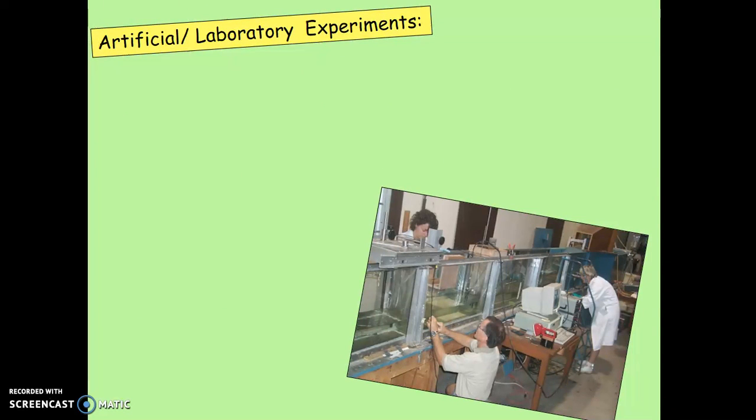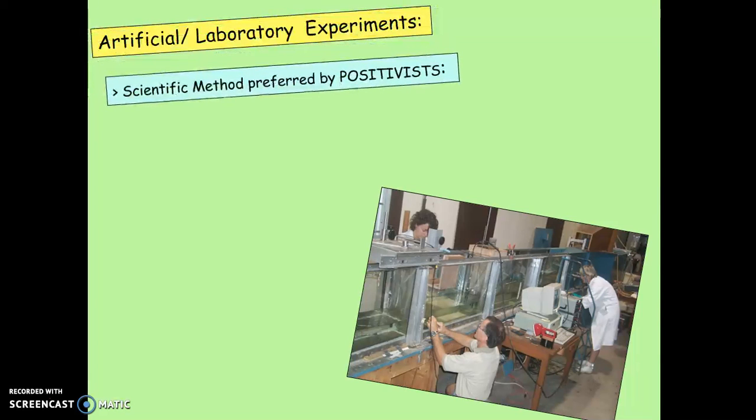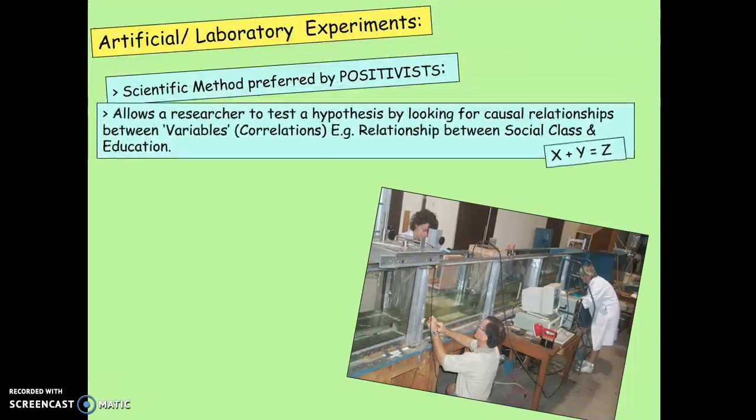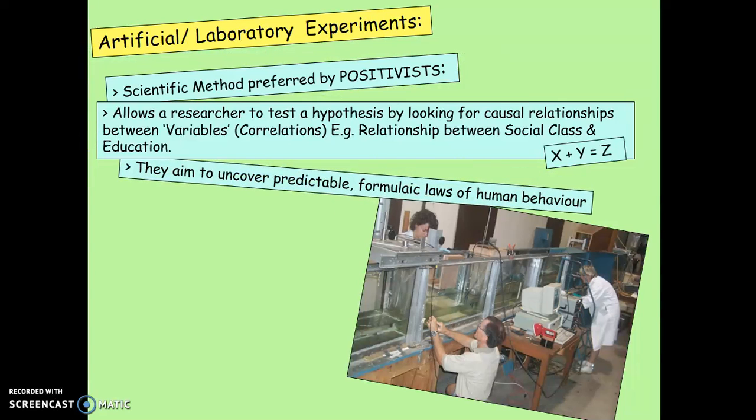Artificial/laboratory experiments. The scientific method preferred by positivists allows a researcher to test a hypothesis by looking for causal relationships between variables, correlations, e.g., the relationship between social class and education. They aim to uncover predictable, formulaic laws of human behavior.